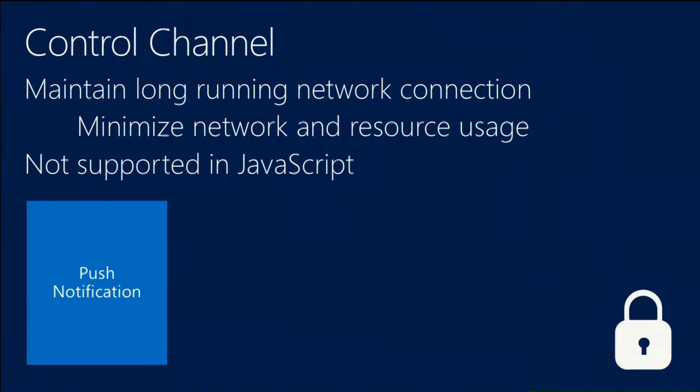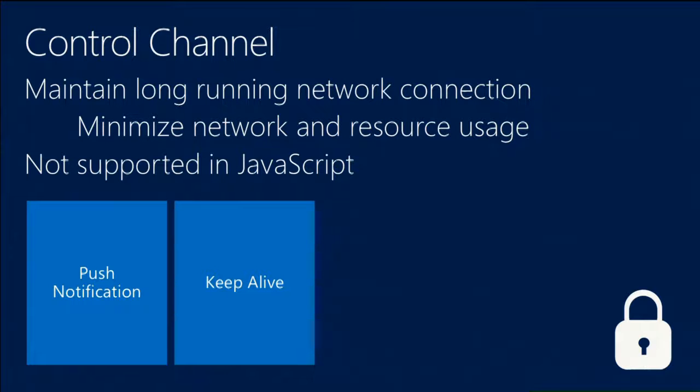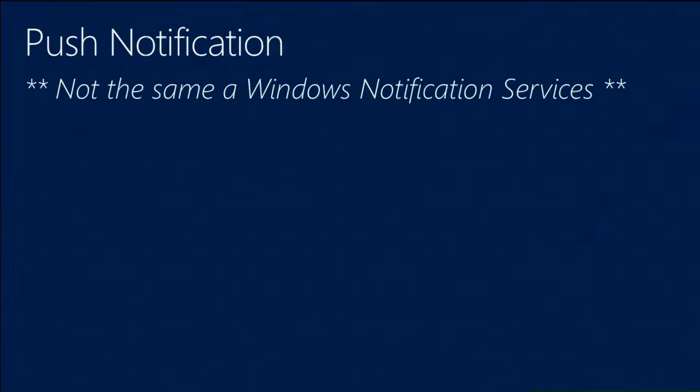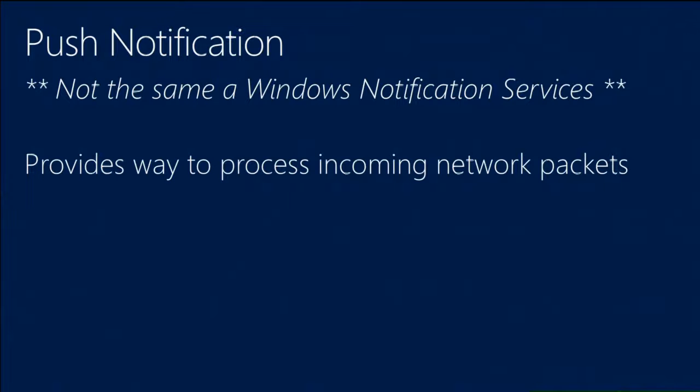And there's 2 different types of control channel triggers that we really talk about. It works in 2 categories. The first is a push notification, and the next is a keep alive. Now, the push notifications is kind of a bad name for it. This has nothing to do with push notification services. This is more of a way of handling data as it comes down the pipe.